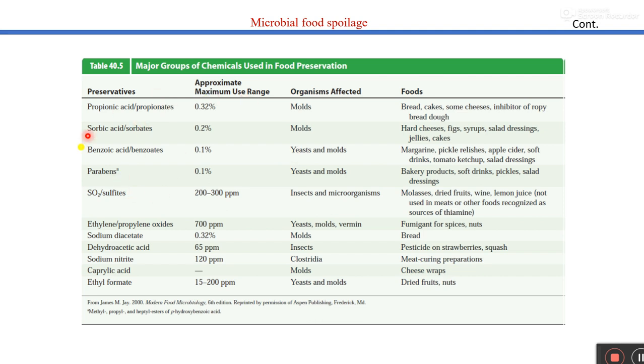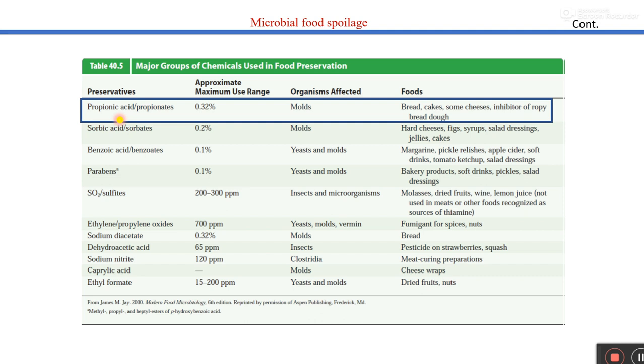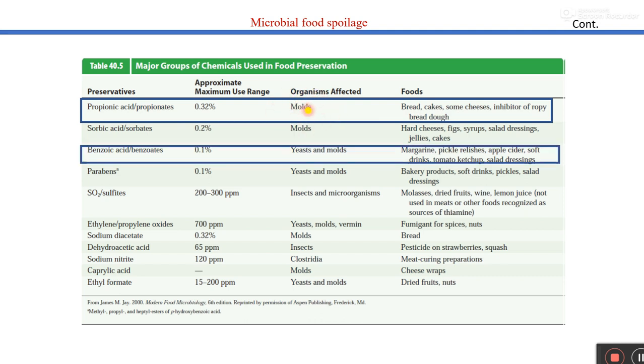So these are different kinds of food preservatives, which generally help in preserving the food or preventing the food from microbial food spoilage. The most important food preservative is propionic acid, and it generally helps in preventing foods, that is bread, cakes, and some cheese, from different kinds of molds.